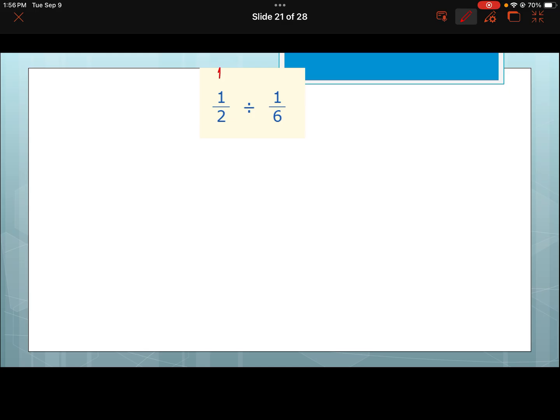So again, you keep that the same. That's supposed to be a k, 1 over 2. You change that to be a times, and then you flip that to become 6 over 1. Once you've done that, you're not done, obviously. You have to still find the answer. And we remember how to multiply fractions.